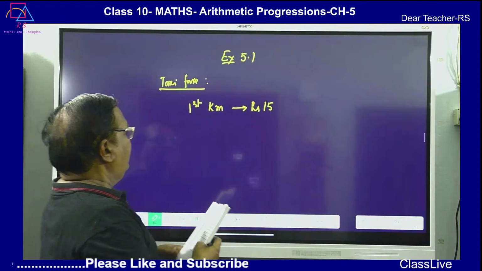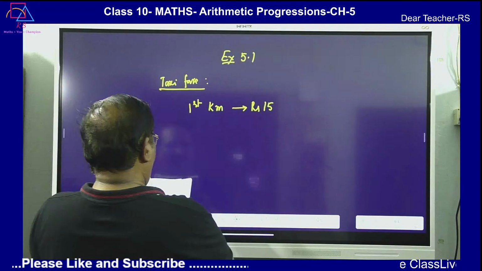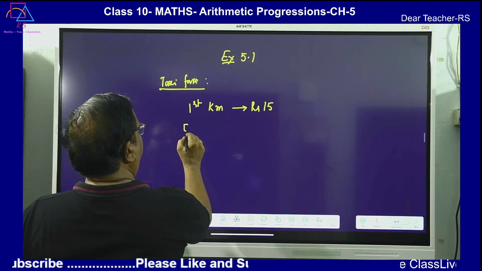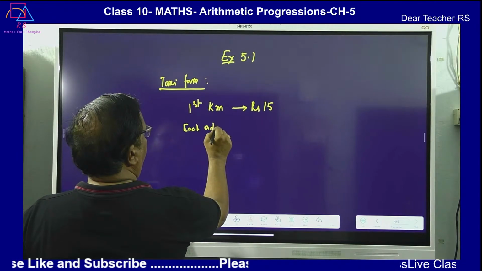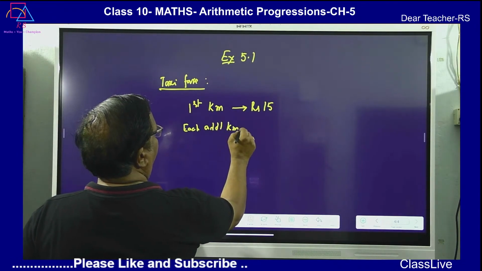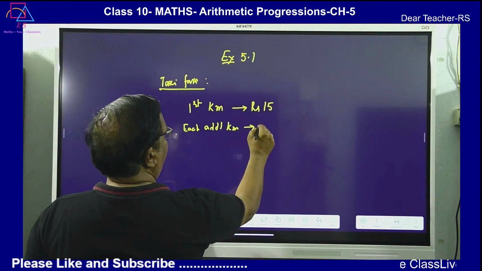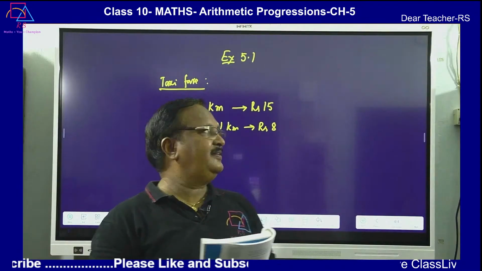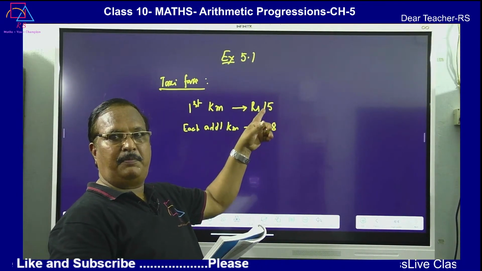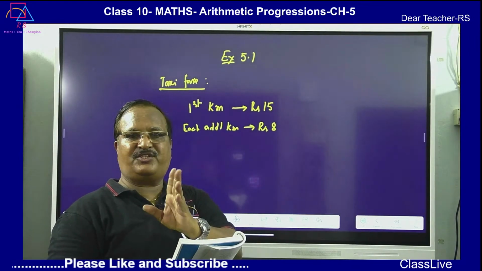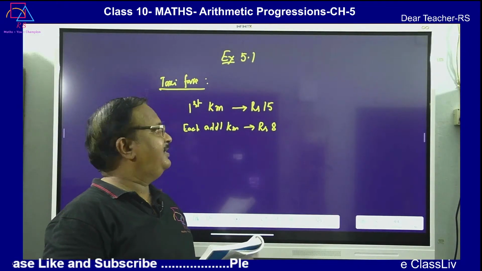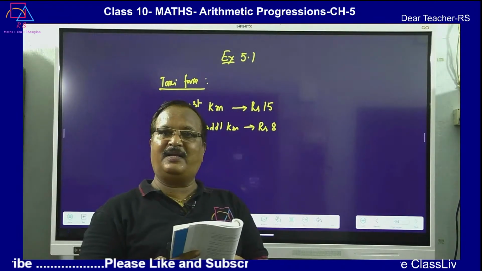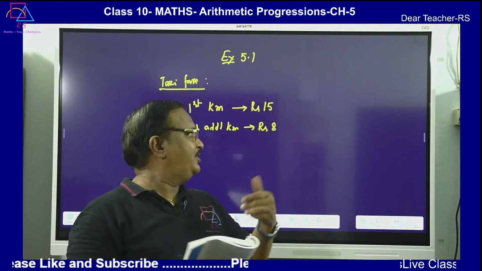Okay, so after that what happened? 8 rupees for each additional kilometer. Each additional kilometer fare is equal to how much? Rupees 8. Suppose you travel 2 kilometers, what happened? 15 plus, 2 kilometers means 1 extra kilometer, so 1 times 8. If you are traveling 3 kilometers, that means 2 extra kilometers, 2 into 8.